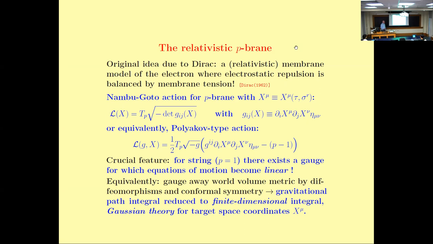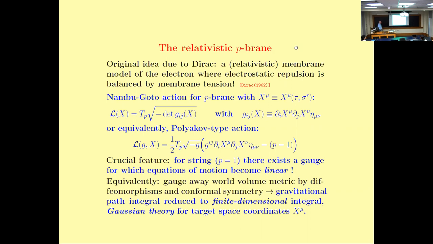An equivalent way of saying this is that for the string, you can gauge away the world volume metric completely just by making use of the world sheet diffeomorphisms, plus the extra ingredient that you have for the string, which is conformal invariance. That's three variables, and those can be used to eliminate the three degrees of freedom in the 2x2 metric on the world sheet.